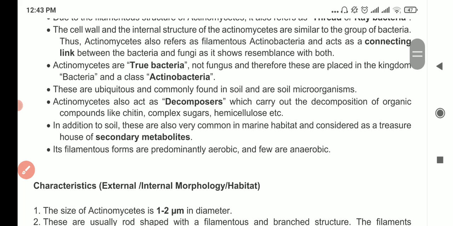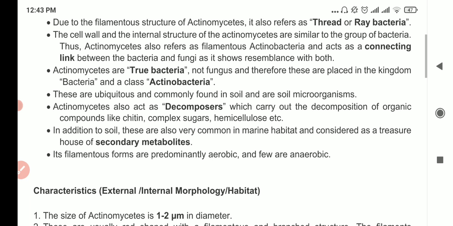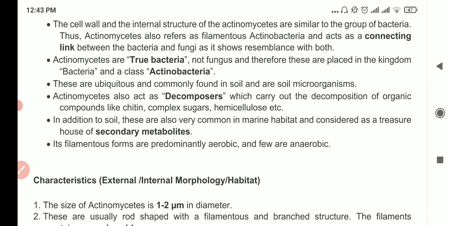Then they are ubiquitous, meaning they are found everywhere. They are found in soil, in tree, in leaf, in stem, in root, everywhere. They act as decomposers which carry out the decomposition of organic compounds. Most of the decomposition is done by actinobacteria. When you have dead leaves or dead animals, dead insects, most of the decomposition is done by these actinobacteria, because they are found everywhere.